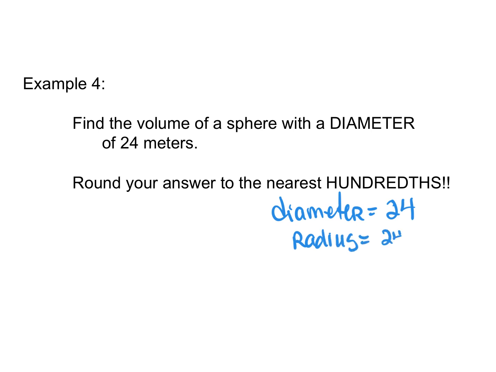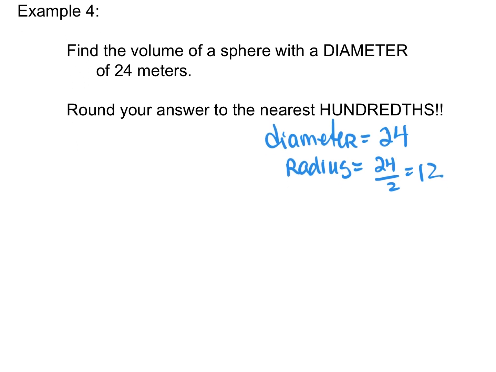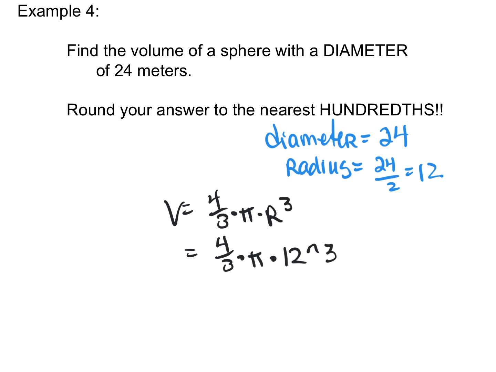And that's going to be 24 divided by 2, which is 12. All right, so let's go ahead. I'm going to write down the formula. So we have 4/3 times pi times radius cubed. So it's 4/3 times pi times 12 to the power of 3, because that's cubed. 4/3 times pi times 12 cubed.